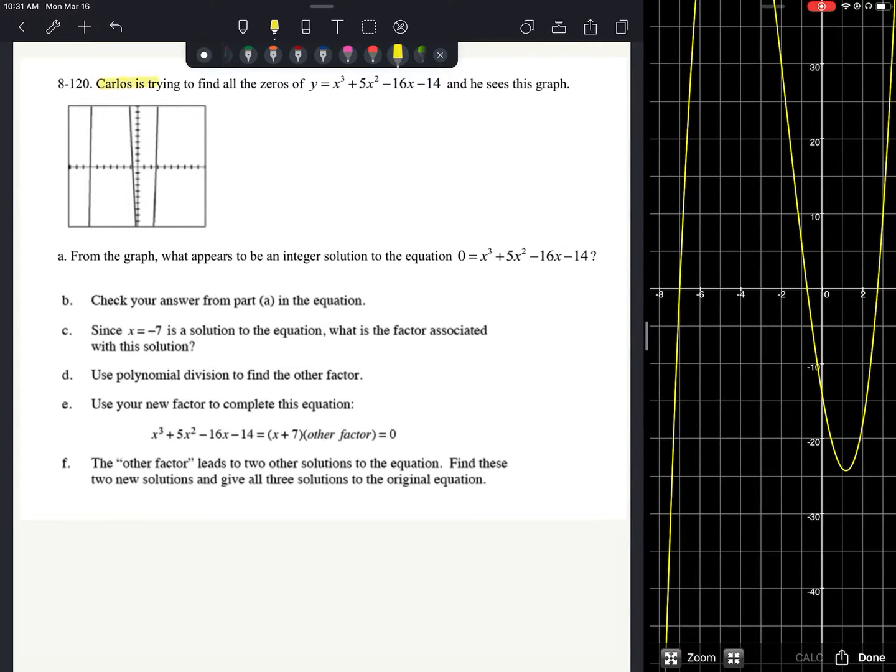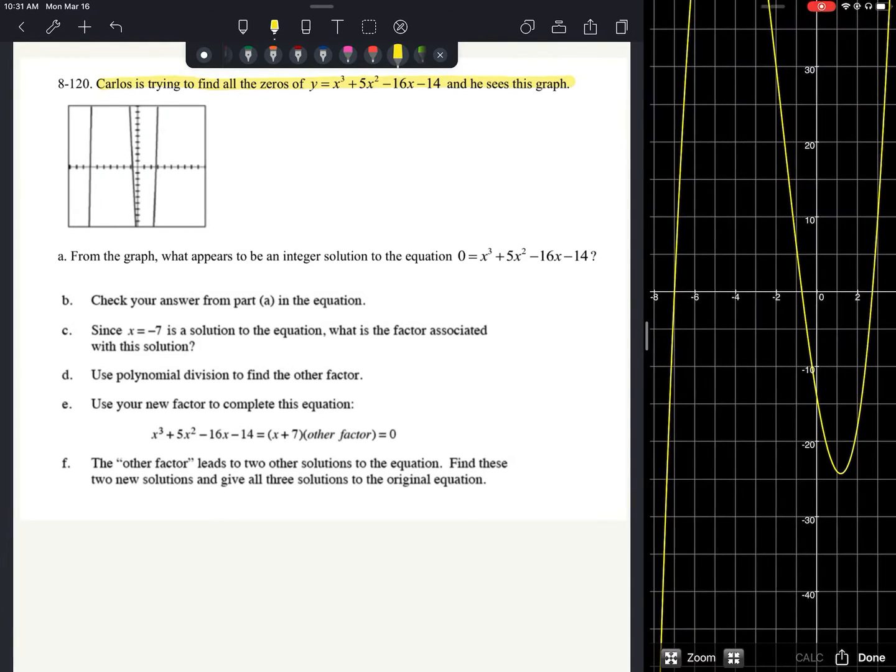It says Carlos is trying to find all the zeros of y equals x to the third plus 5x squared minus 16x minus 14, and he sees this graph. Okay, so looks like he's graphed it on his calculator. If you look on the right side here, I graphed it on mine.